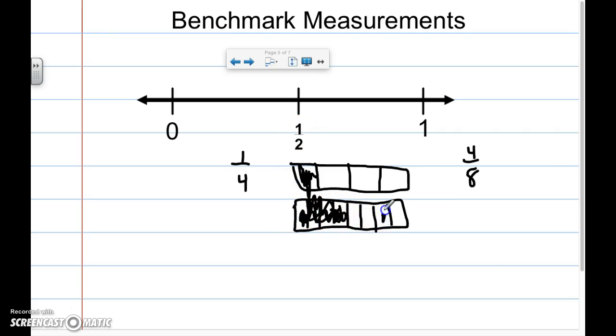Let's say I filled in 7/8. Well, that's closer to 1 whole because the majority of this box is filled in. So you can definitely use a strip diagram to help you decide if something is closer to 0, 1/2, or 1 whole. Draw a strip diagram of it and fill it in. Don't try to do the circle one though, because that gets really confusing.